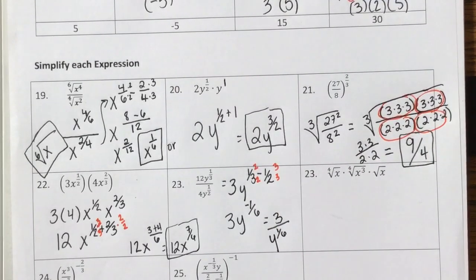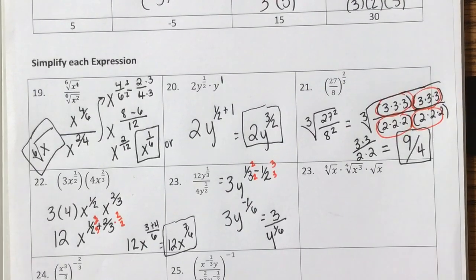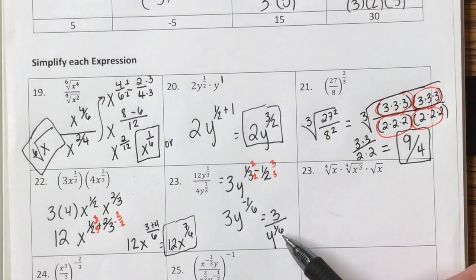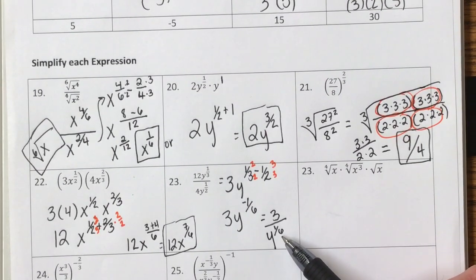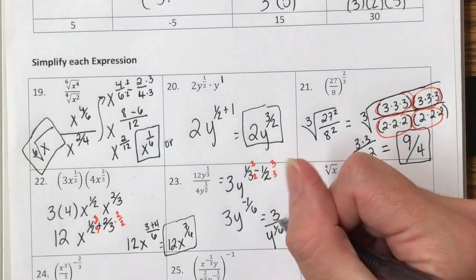Now, technically, this is not considered simplified because you're not allowed to have a radical in the denominator. But for right now, I'm just going to leave it at this.